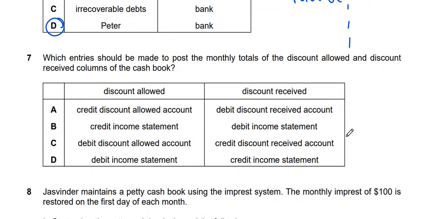Now 7. It says which entry should be made to post monthly totals of discount allowed and discount received columns of the cash book. So look, discount allowed is an expense, it is debited. Discount received is an income, it is credited. Discount allowed, debit. Discount received, credit. So what's the answer? C.